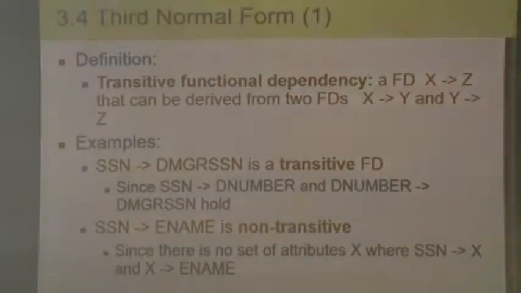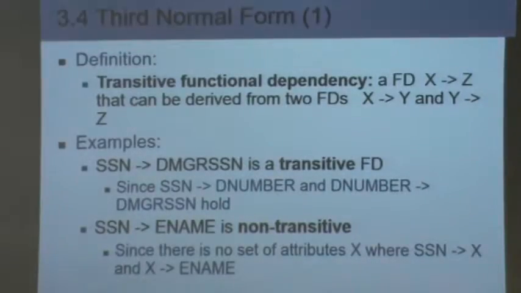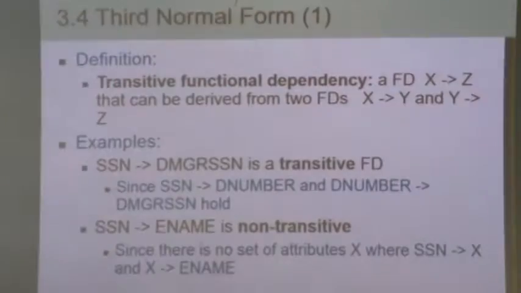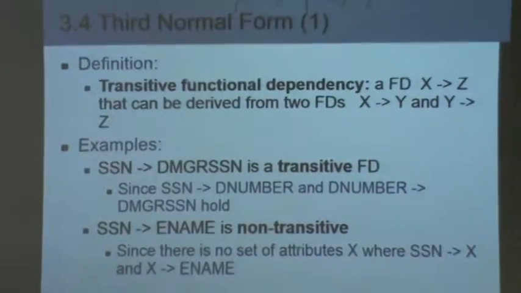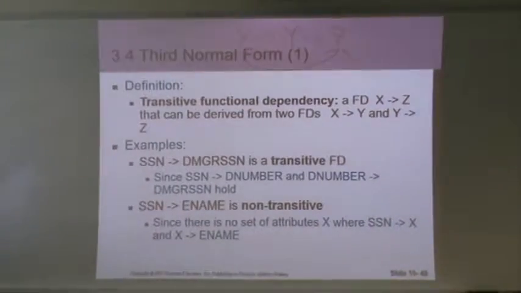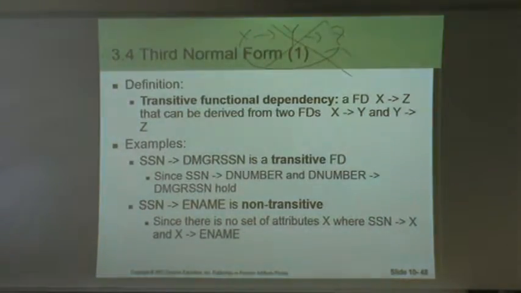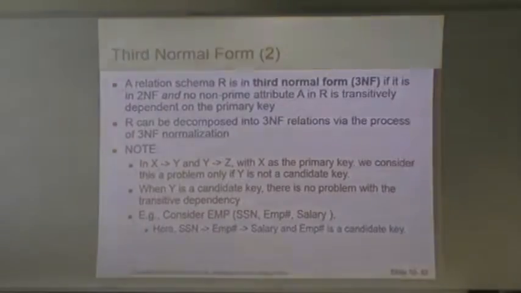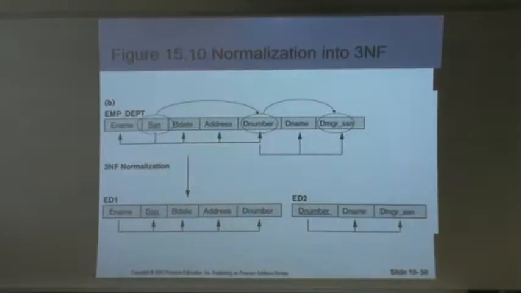Next one, do you remember the transitive? Transitive is when X determines Y, and Y determines Z, so X determines Z. No transitive, that is the third normal form. That's easy. Let's see an example of this one.